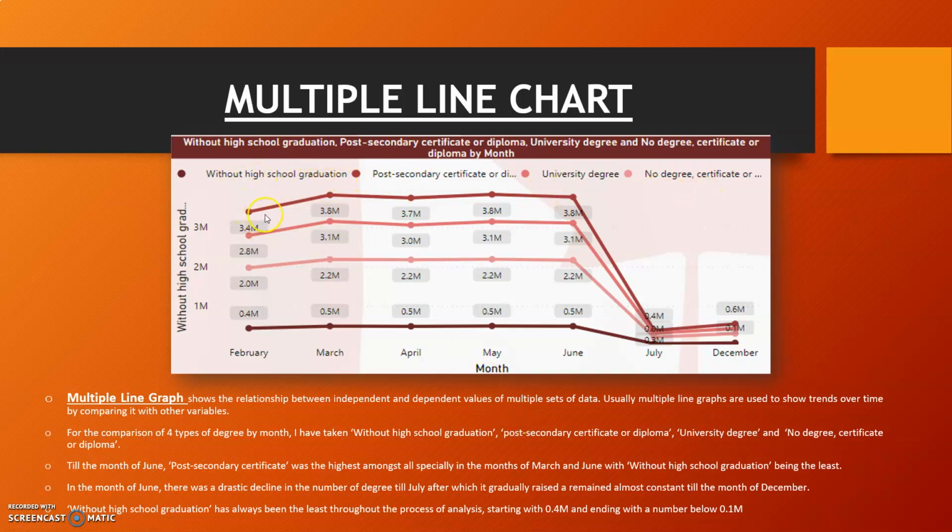As we can see, post-secondary certificate or diploma was highest till the month of June but declined in the month of July and was consistent till the month of December. And I'll say that without high school graduation was the least throughout the year but was the most consistent one.